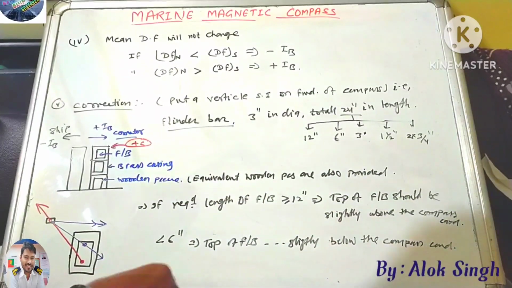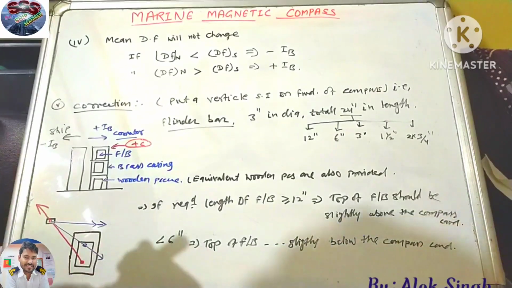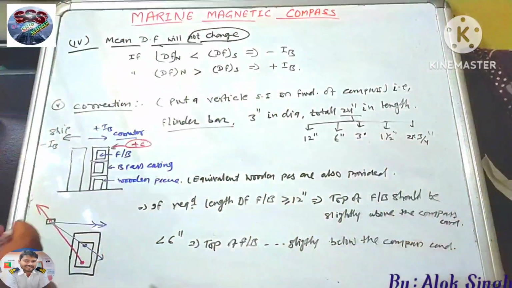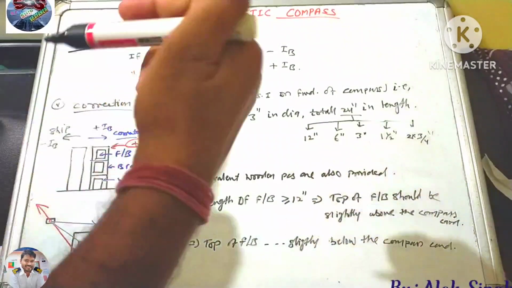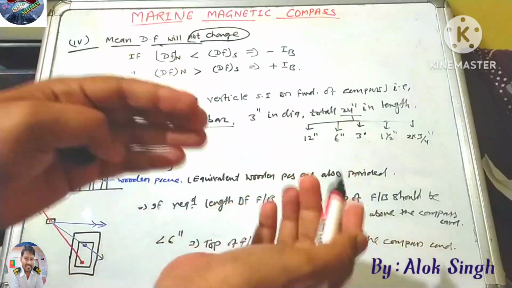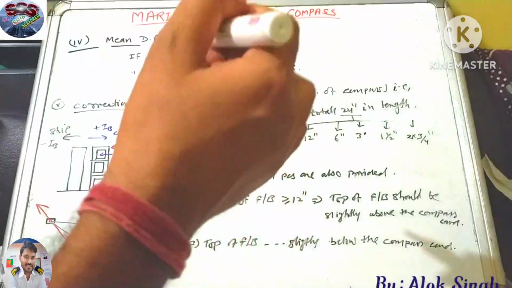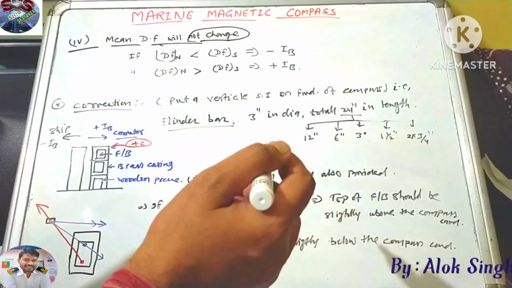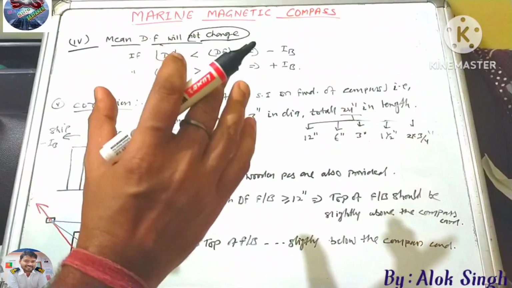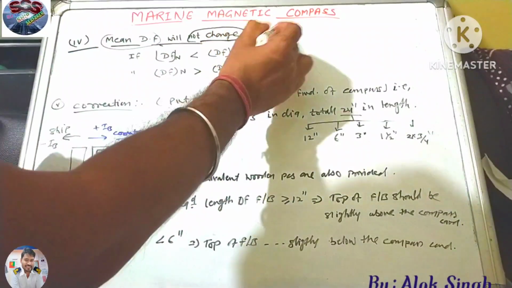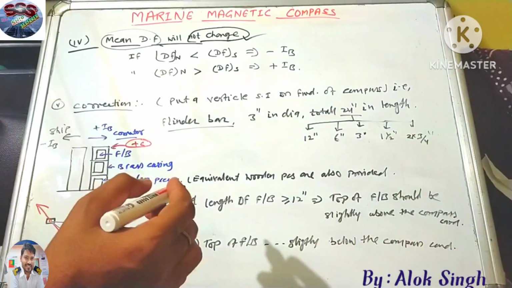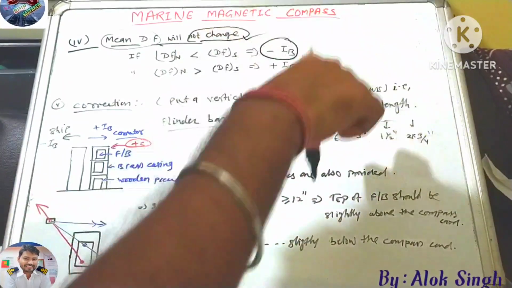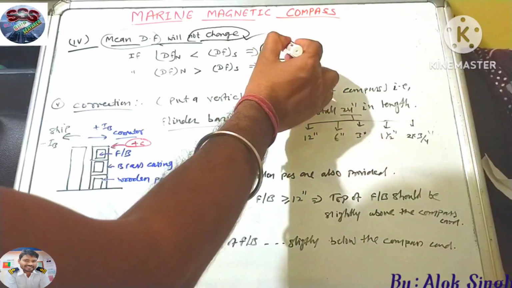Okay, so three points we have already seen. The fourth point here is mean directive force. Mean directive force will not change, because we have already seen that on a particular heading it is increasing, but on the same opposite heading it is reducing at the same rate. At a particular heading it is increasing, at another it is decreasing, it is changing, but in total, the mean directive force will have no change. And one more thing: in our previous video slide we saw the 360 notation we talked about, minus IB.